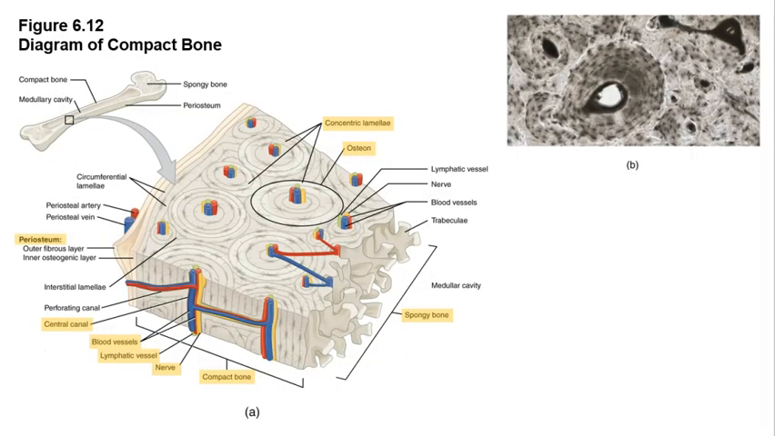Figure 6.12 highlights the major structures of compact bone, showing the externally located periosteum and the ring-like osteons composed of lamella. The central canal in the middle of each osteon contains the blood vessels, nerves, and lymphatic vessels that wind through the compact bone. Next, we will examine the spongy bone that is typically located deep to the compact bone.